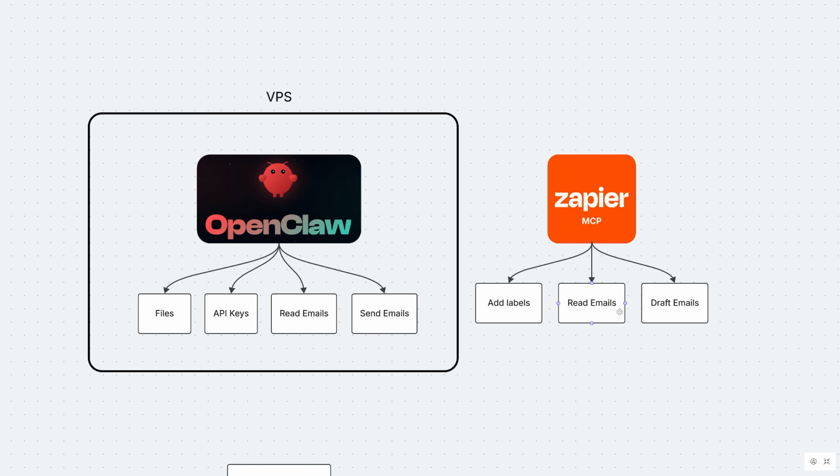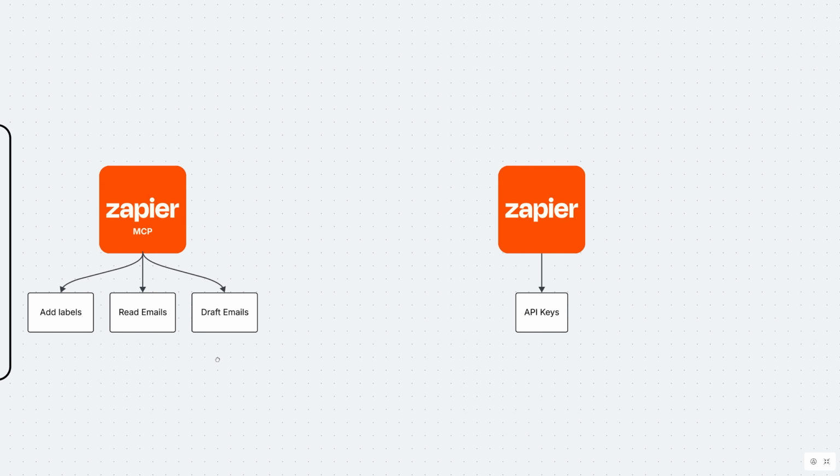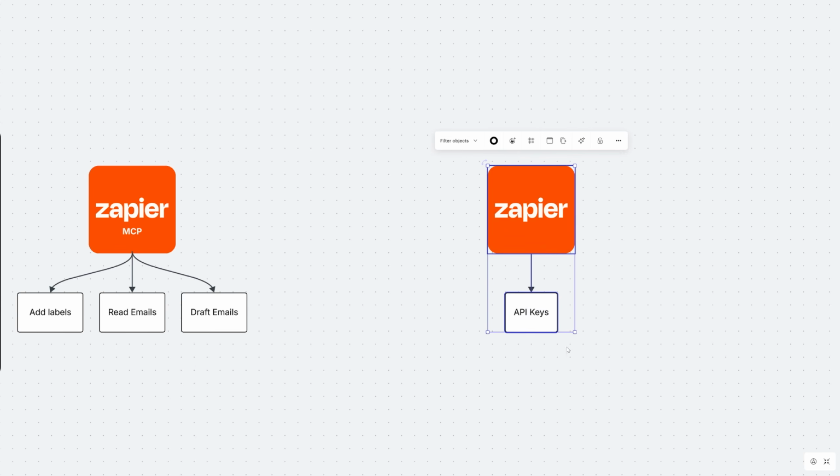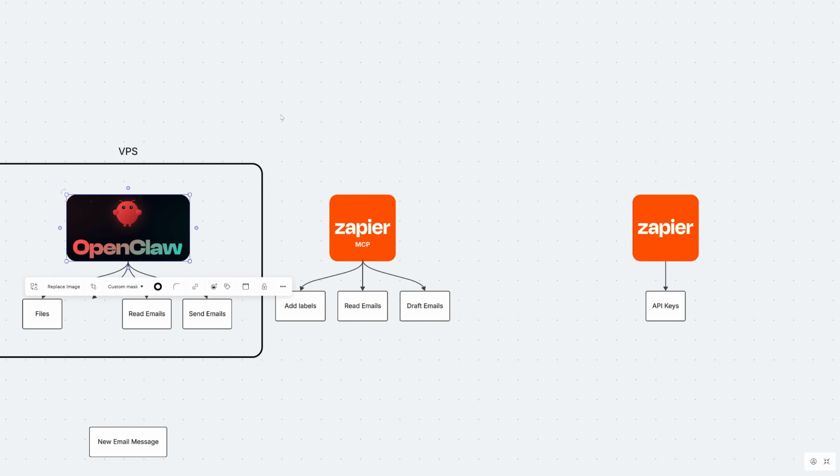But what it also does is that it basically eliminates the need to store API keys inside of OpenClaw. We don't really need the API keys anymore, so I'm just going to remove that. Instead, all of our API keys are going to be stored inside of Zapier, which, by the way, OpenClaw has no access to.